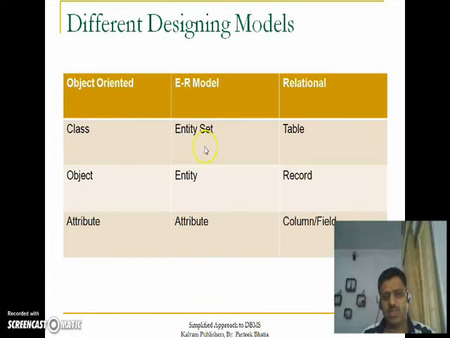अब जब हम relational model में बात करते हैं, तो those classes, entity sets is equivalently represented in the form of tables. Objects, entities have equivalent as a record, and attribute has equivalent term as column and fields. कहने का मतलब कि जो classes हैं हम उसको यहाँ table में बनाएंगे, जो individual objects हैं वो यहाँ record बनेंगे, और जो attributes हैं वो उनके columns बनेंगे.